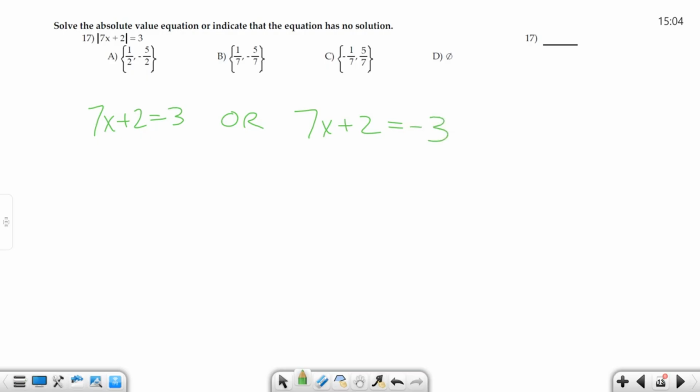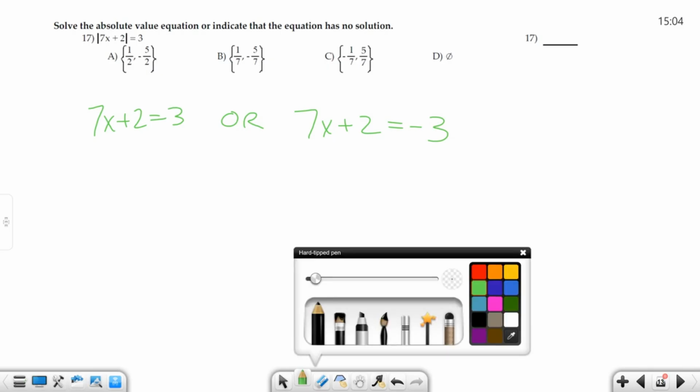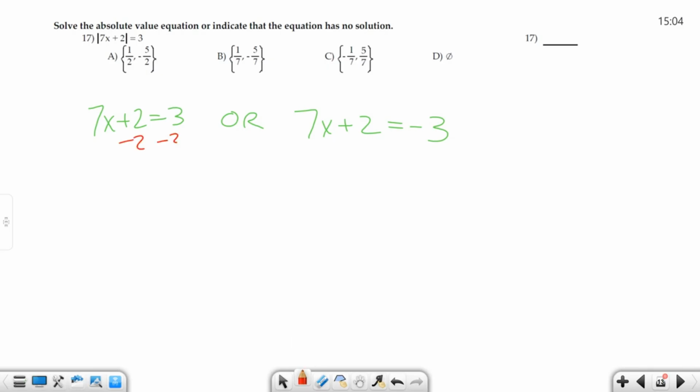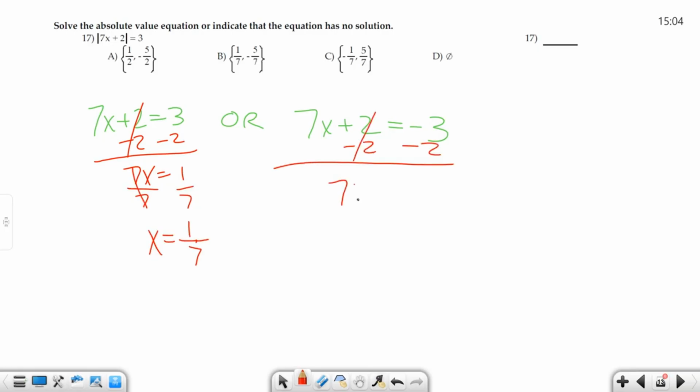So then we solve each one of these and see what we get. Going to subtract 2. 7x equals 1, divided by 7. X equals 1/7. Here we're going to do the same work. Subtract 2, but this time we don't get 1. We get negative 5, right? Negative 3 and negative 2. Divide by 7. X equals negative 5 over 7. So then I have both answers. X equals 1/7 and negative 5 over 7.